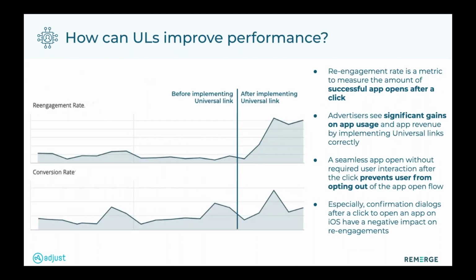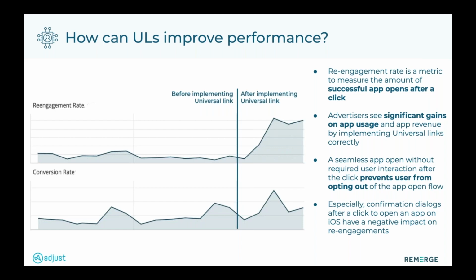What we see here on this graph is based on real-time postback data that we get from Adjust. So any client that is working with Adjust has the capability to share this postback information with their retargeting partners, so does Remerge. What we did here basically is look at the number of successful sessions or app opens after a click, and we also looked at the desired conversion events for the client, for instance, a purchase event.